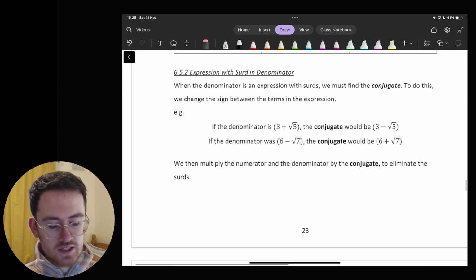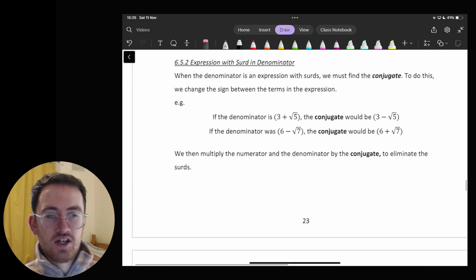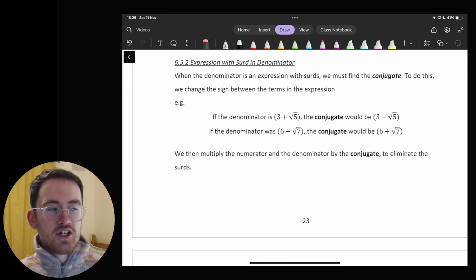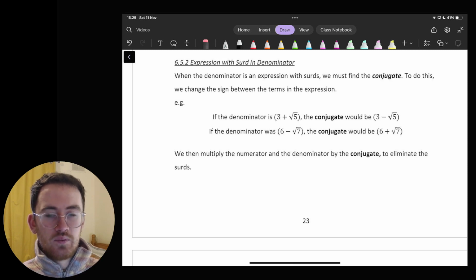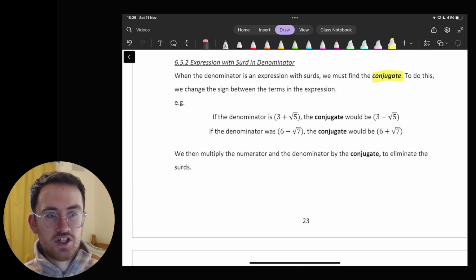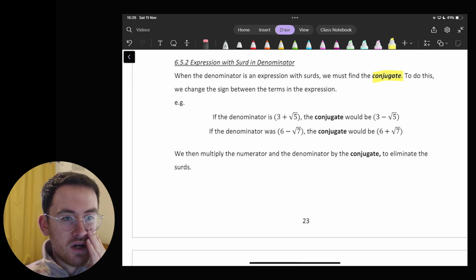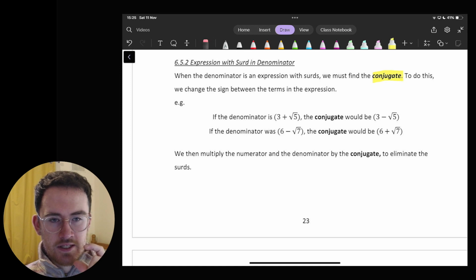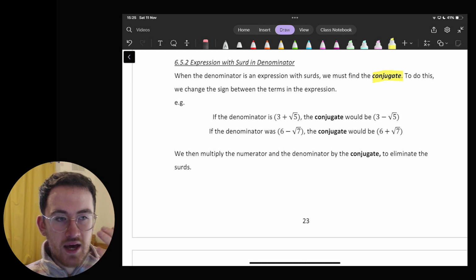So let's just look at the expression with the surd in the denominator. If we have an expression with the surd in the denominator, we have to find what we call the conjugate of the denominator. And the conjugate of the denominator is essentially the same expression, but with the sign changed in the middle. Okay, we change the sign between the terms. So if the denominator is 3 plus root 5, the conjugate's 3 minus root 5. If it's 6 minus root 7, the conjugate is 6 plus root 7.